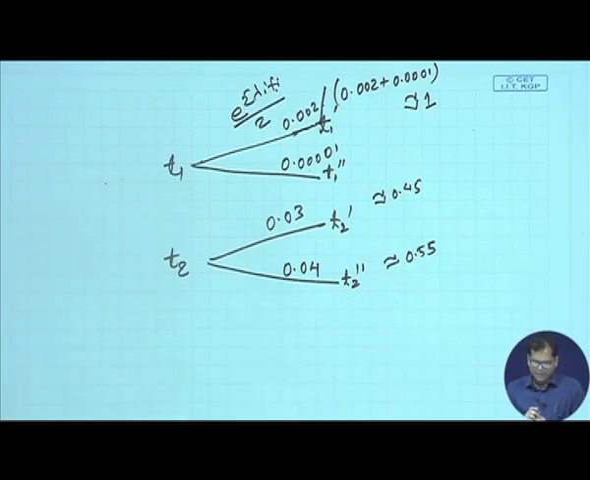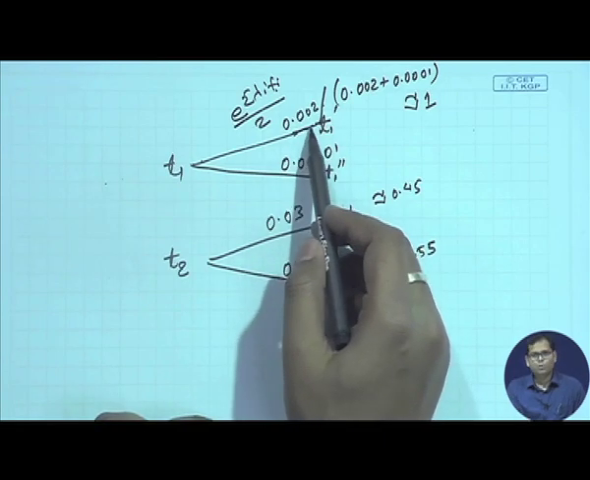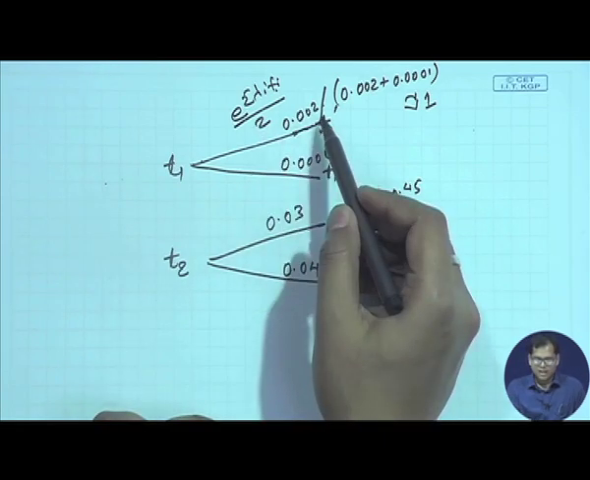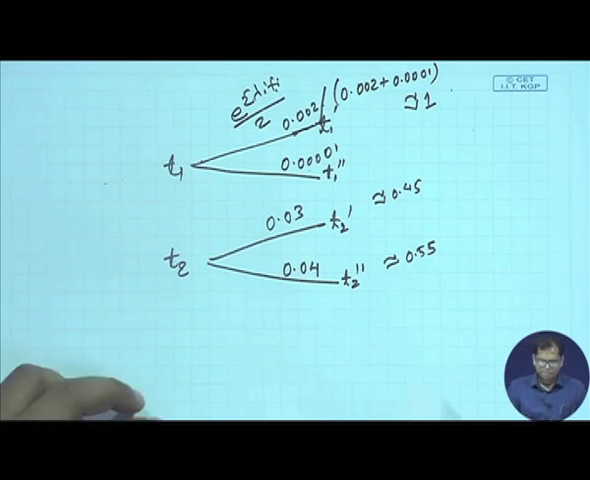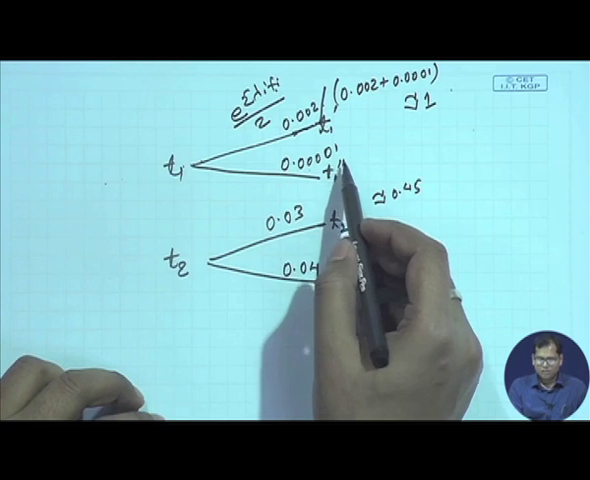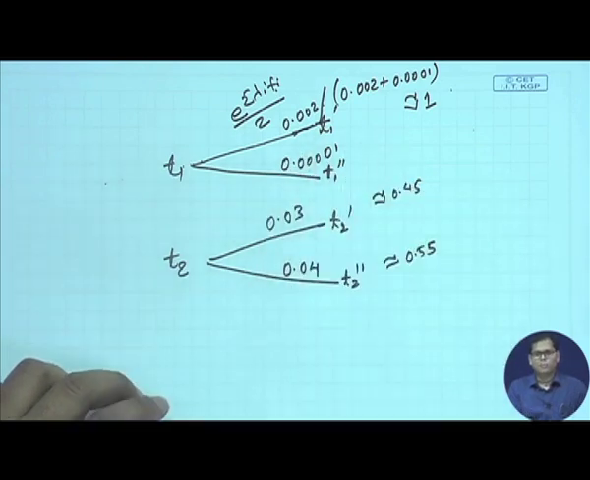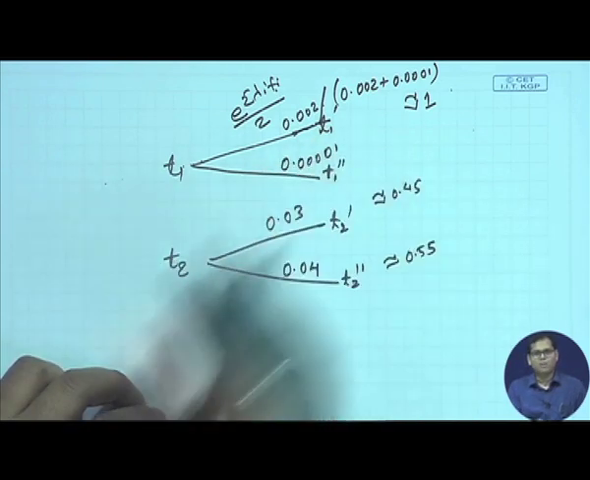So what is happening here? Even though this probability was low, when I normalized, this became very high. That is one particular problem. On the other hand, suppose that from T1 there was no possibility of going to T1 double prime. So there was only one tag possible.